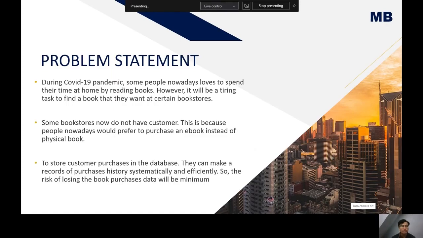The third one is to store company purchases in the database. This is to make it easier for Maju company to track how many books have been sold by them from the system in a month, so they will avoid the risk of losing the book purchases data.